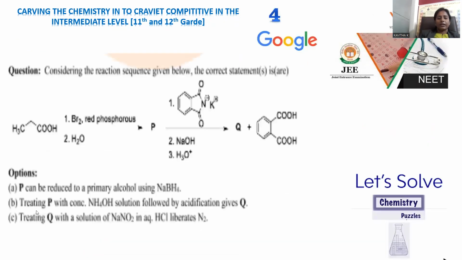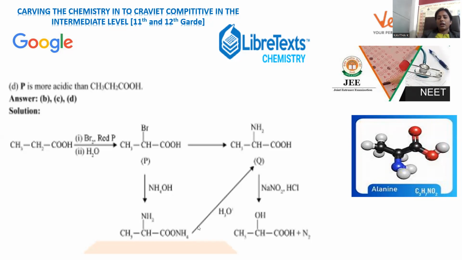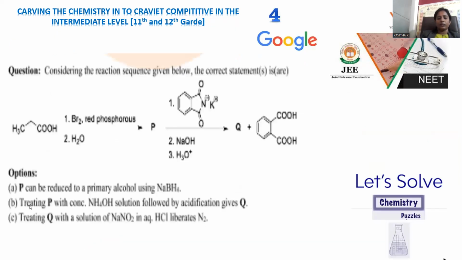Then go with B. Treating P with concentrated ammonium hydroxide followed by acidification gives Q. So there is another way, as we said. Whenever this alpha-bromopropionic acid is treated with ammonium hydroxide, the bromo can simply be replaced with NH2. Here the carboxylic acid also gets neutralized, so ammonium carboxylate will be generated. If we hydrolyze this further, it is converted into carboxylic acid. So this is another way to generate Q. Q is again the alpha amino acid alanine, so option B is correct.